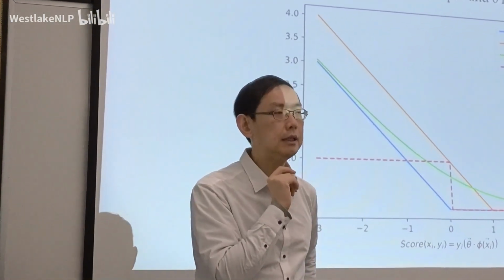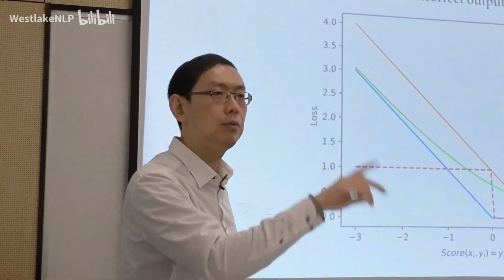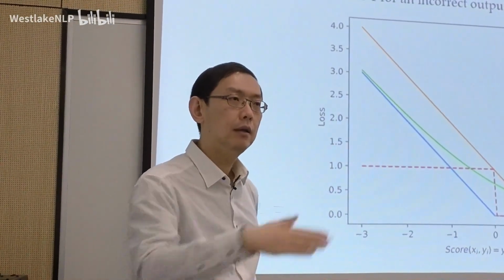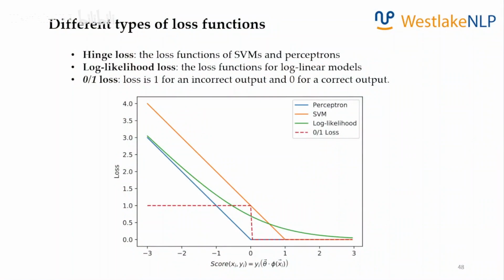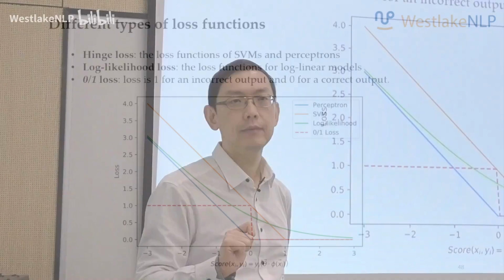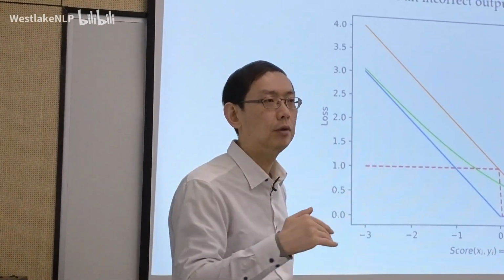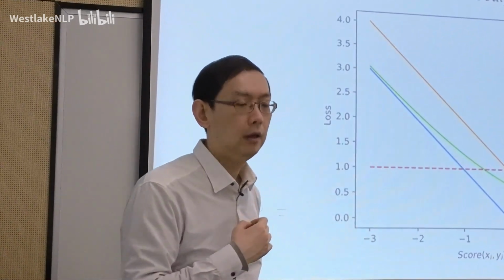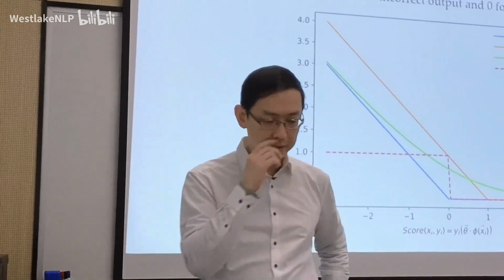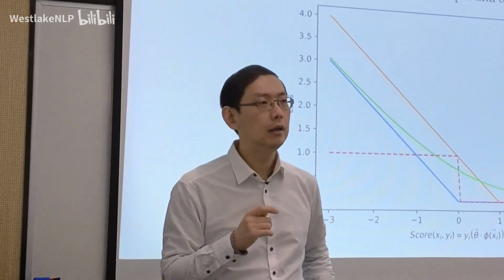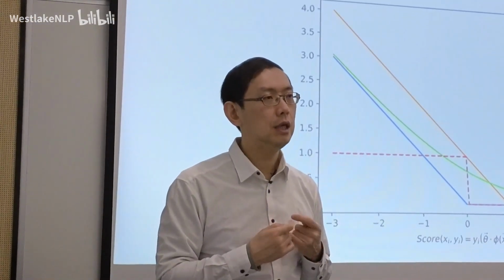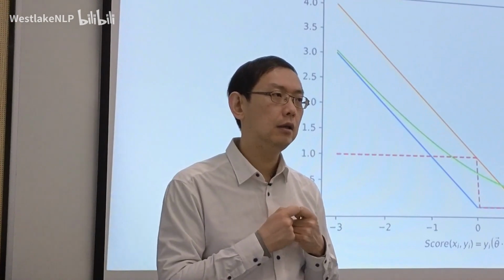Log linear models instead don't have this hinge point. It's a smooth curve. It never goes to 0. It tends to 0 when the model score tends to infinity, and grows without bound when the model score tends to negative infinity. So these are different shapes. So you can understand there are some philosophical differences in defining the losses.